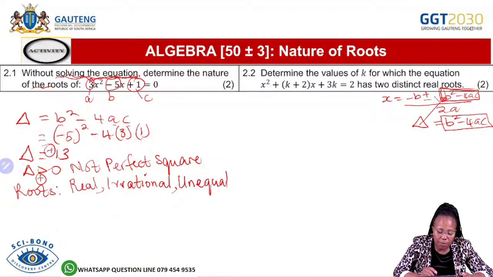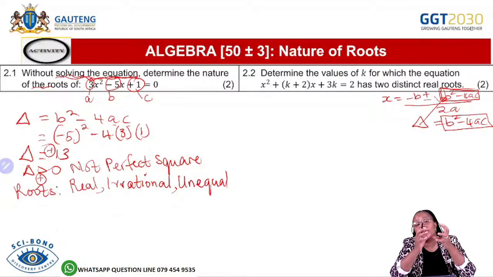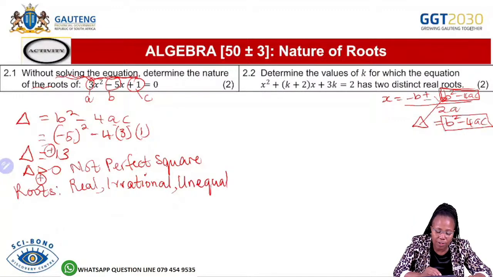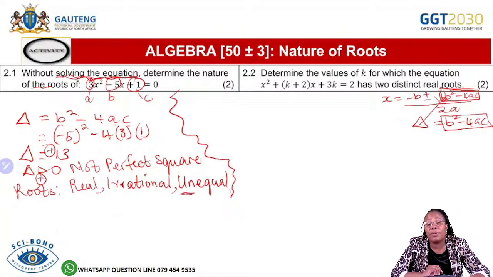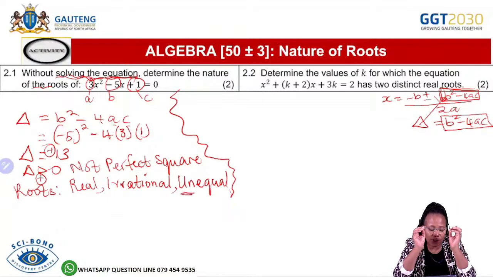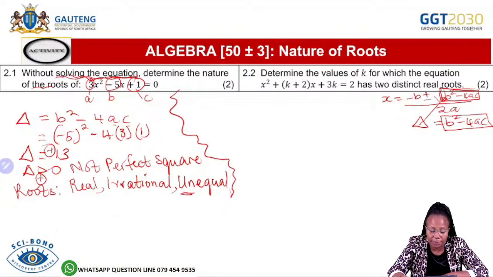Okay, remember we have equal roots only if our discriminant is equal to 0. When you calculate here and you find the value of the discriminant is 0, only then will you have equal roots. But for the rest, the roots are unequal.